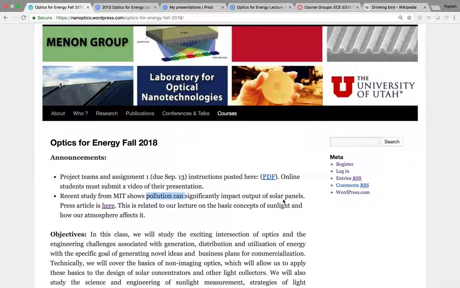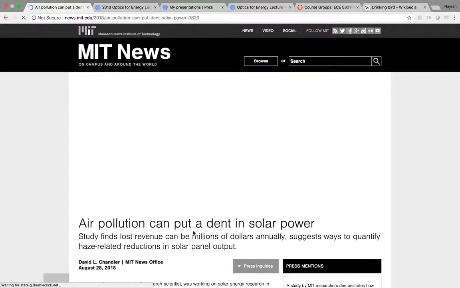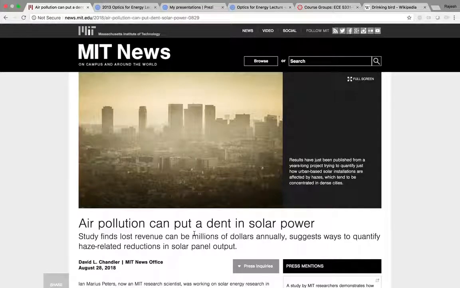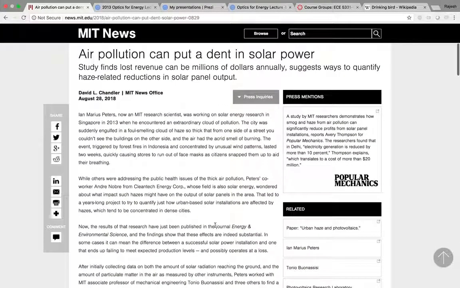can significantly impact the output of solar panels. And of course, this is related to the last lecture because we were talking about scattering in the atmosphere. Pollution is of course much more recent, but I would encourage you to go read it. This is just a press article, so this is interesting. You can just read through it. It gives you a feeling for what we are learning has real world implications.